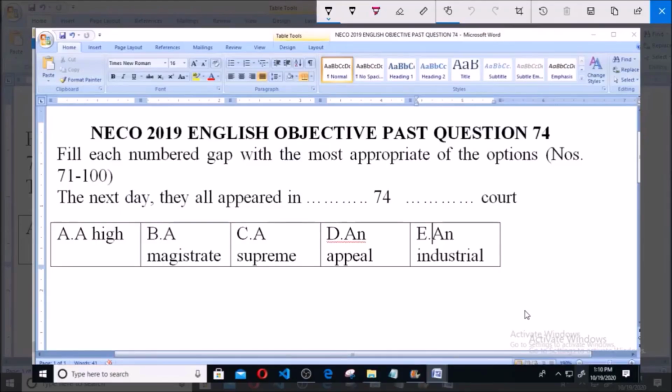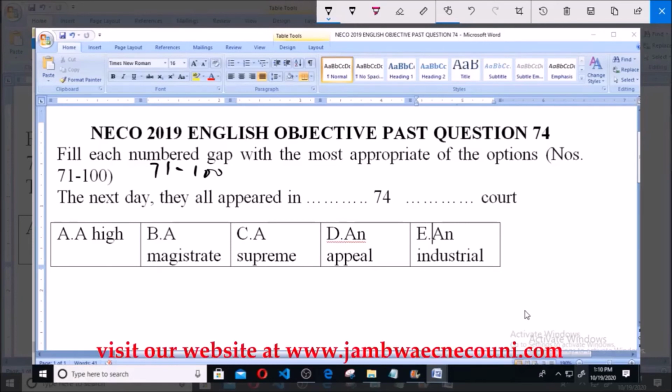Welcome, this is NECO year 2018 English objective past question. Question number 74, and the instruction to this question says fill each numbered gap with the most appropriate of the options. And this instruction is to answer questions from 71 to 100. And the statement here says, the next day they all appeared in dash court.